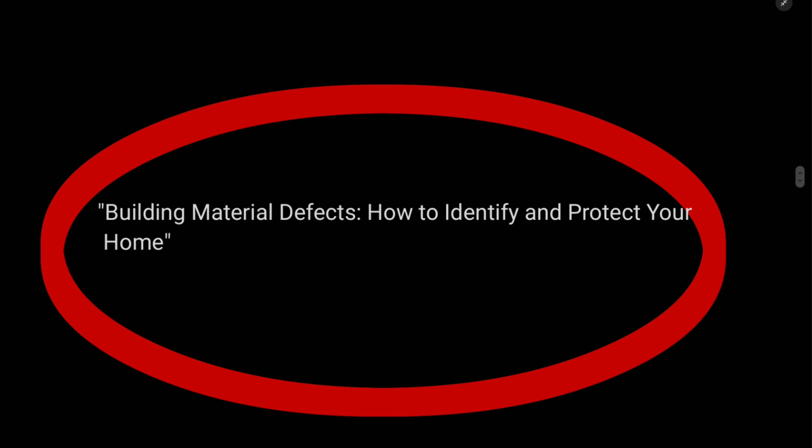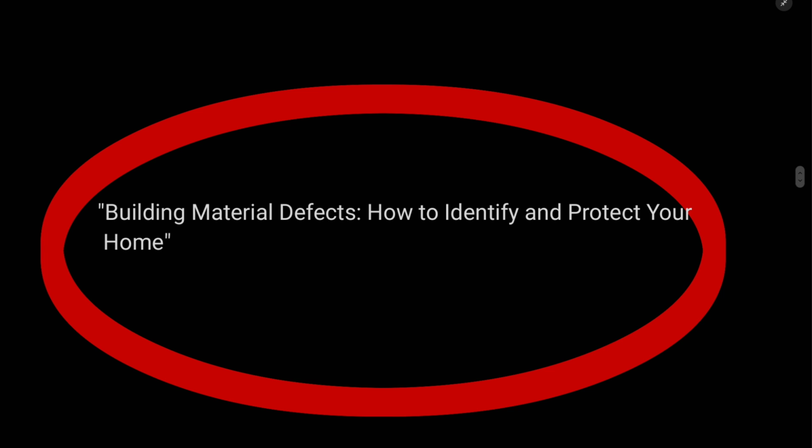Use technology. In some cases, it might be necessary to use technology like thermal cameras or moisture meters to check for hidden issues that are not visible to the naked eye. Professional inspection. For larger projects or when in doubt, hiring a professional inspector can help identify hidden defects that you might miss.